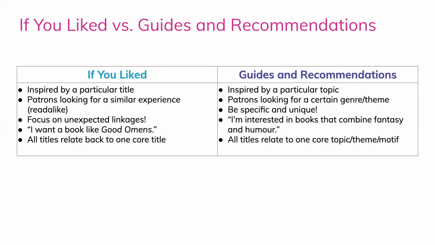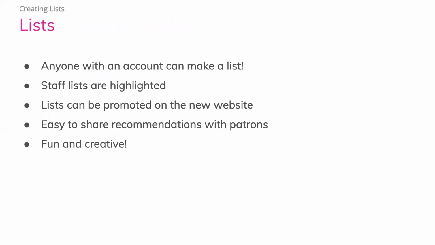various sorts of things. Guides and recommendations are inspired by a particular topic and aimed at patrons looking for a certain genre or theme. It's a great opportunity to be specific and unique. So an example might be, I'm interested in books that combine fantasy and humor. All titles relate back to that one core topic, theme, or motif. So Good Omens could be on that list because it combines fantasy and humor, but the list isn't about Good Omens.